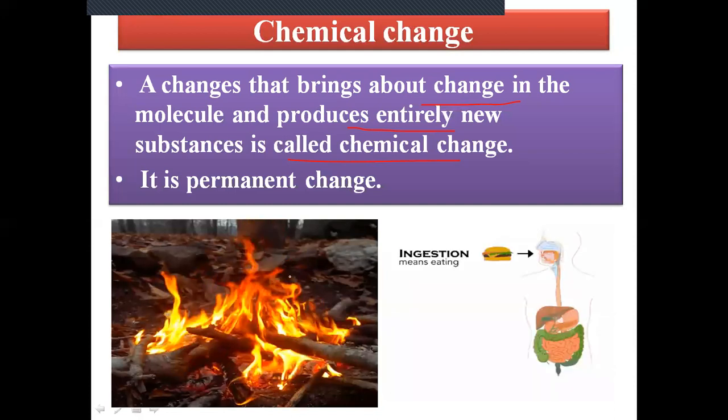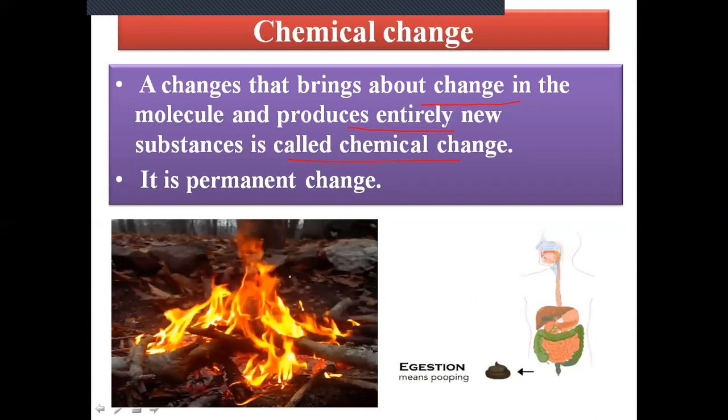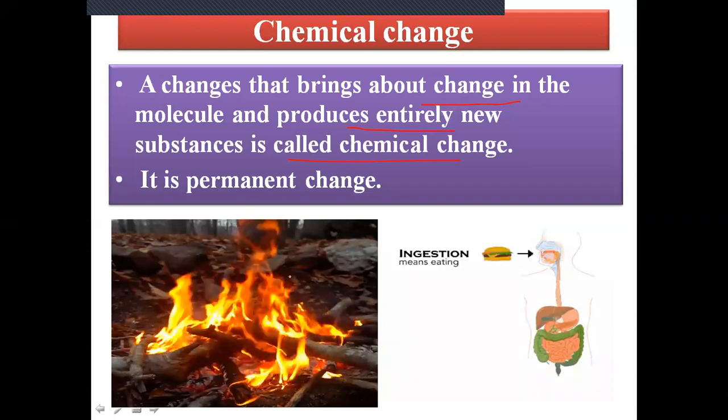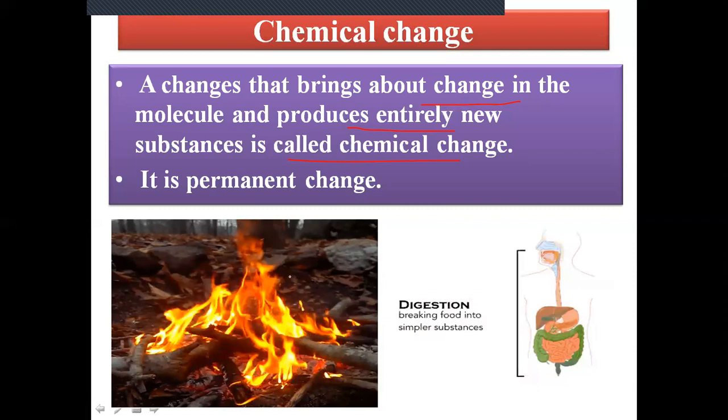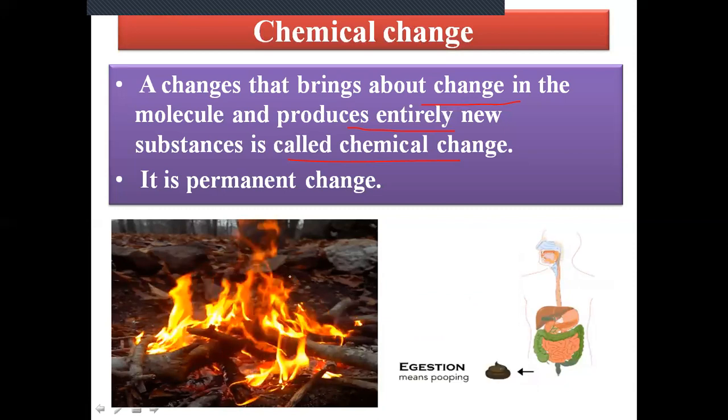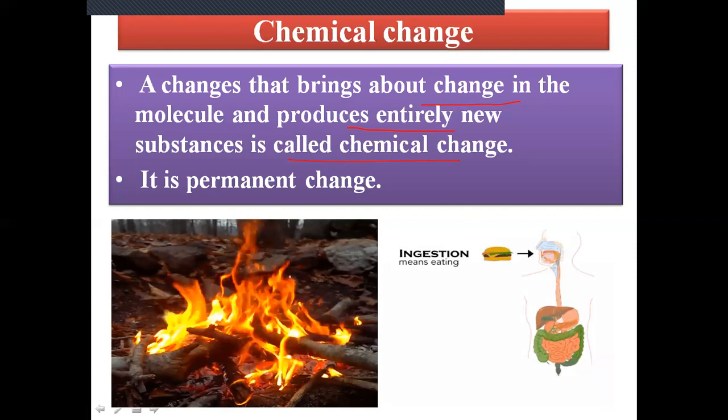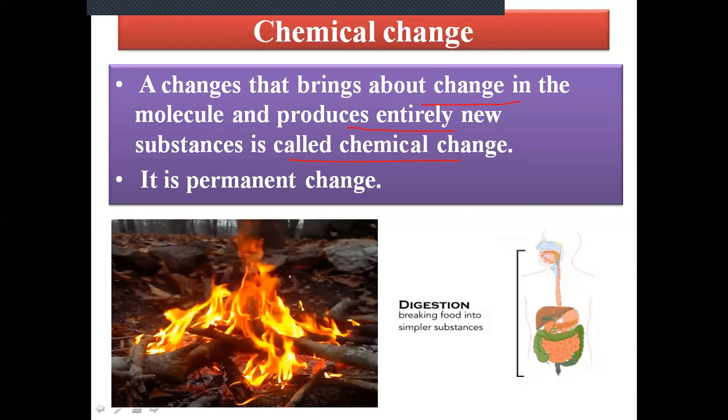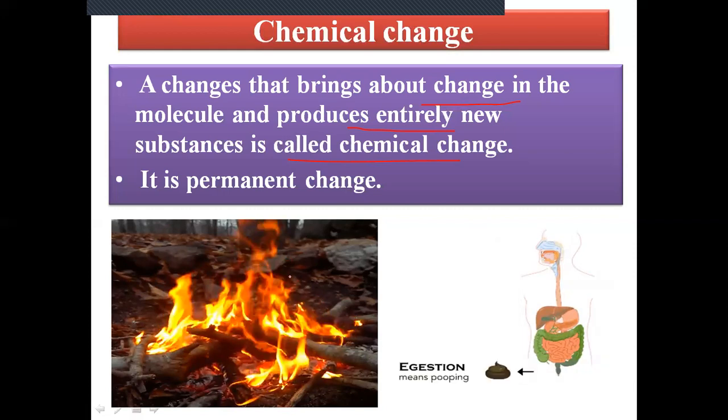Another example is our digestion of food. We eat delicious food, and after a certain period of time, that food comes out of our body in the form of stool, which is totally different from our original food. So it is also a chemical change. Another example is when we mix vinegar and baking soda, it forms carbon dioxide. A new substance is formed.